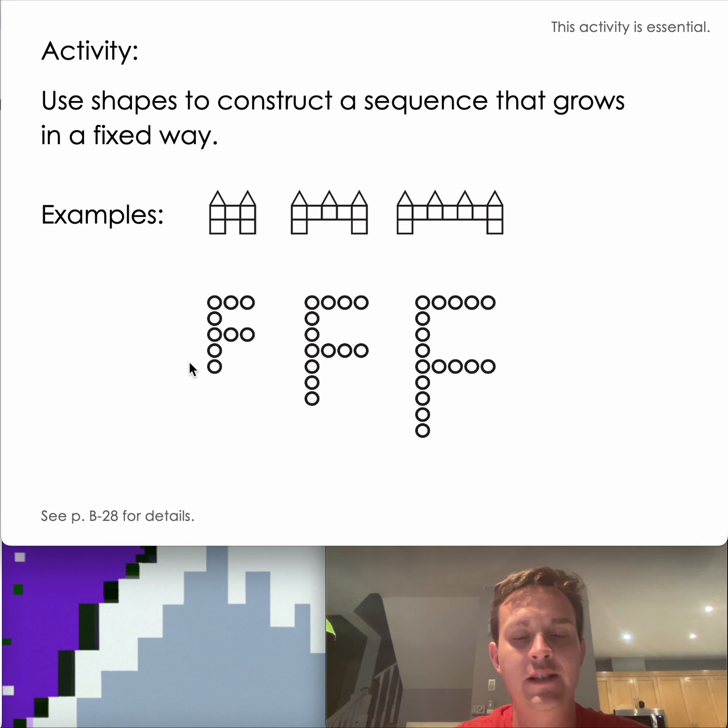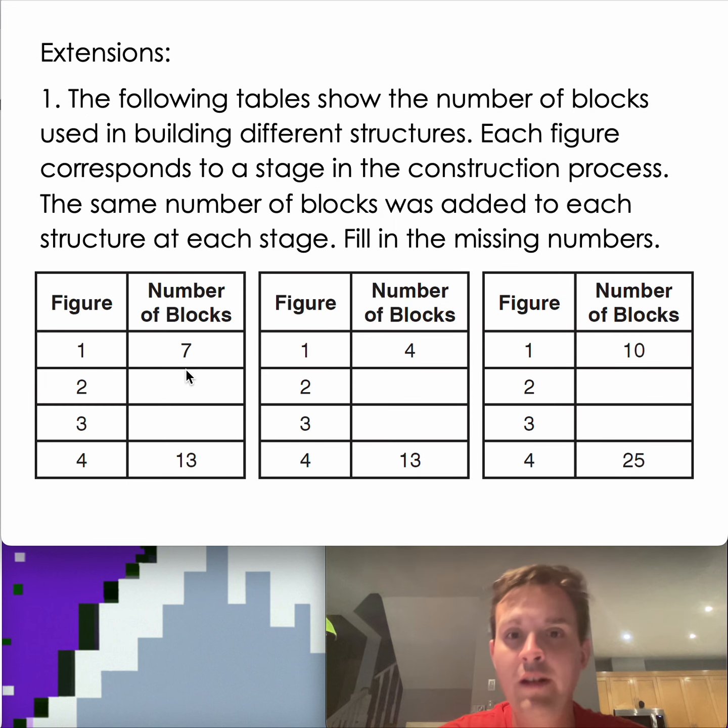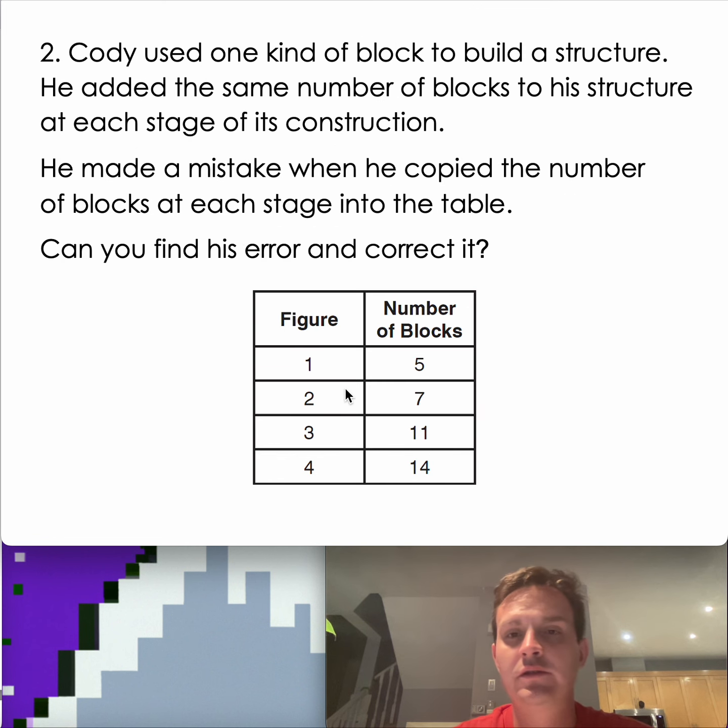And then here are your extensions. 1, the following table shows the number of blocks used in building different structures. Each figure corresponds to a stage in the construction process. The same number of blocks was added to each structure at each stage. Fill in the missing numbers. 2, Cody used one kind of block to build a structure. He added the same number of blocks to his structure at each stage of construction. He made a mistake when he copied the number of blocks at each stage into the table. Can you find his error and correct it?